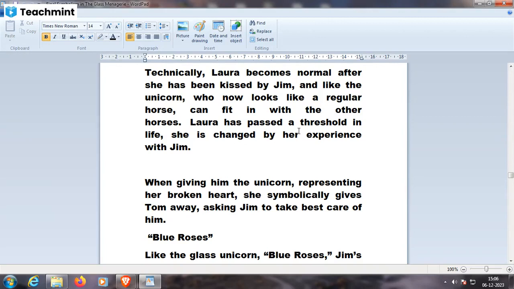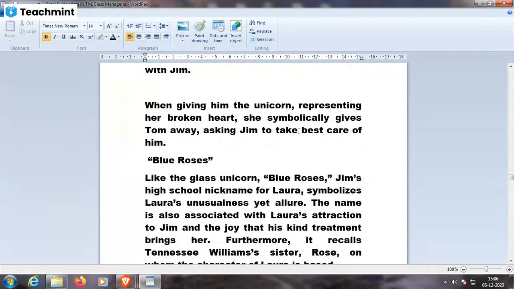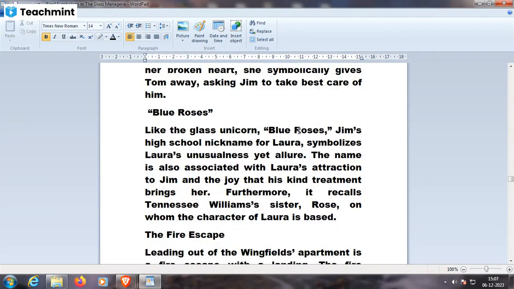Like the glass unicorn, blue roses, Jim's high school nickname for Laura, is also a symbol. It symbolizes Laura's unusualness yet allure, attraction. The name is also associated with Laura's attraction to Jim and the joy that his kind treatment brings her. Furthermore, it recalls Tennessee Williams' sister Rose, on whom the character of Laura is based.